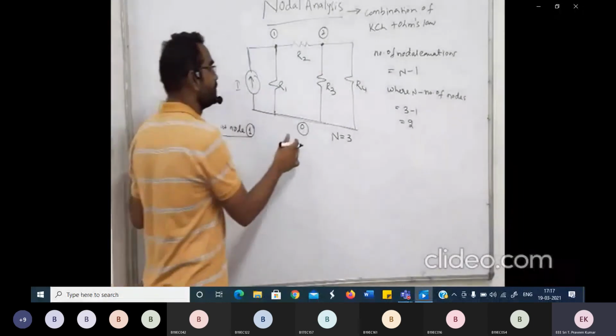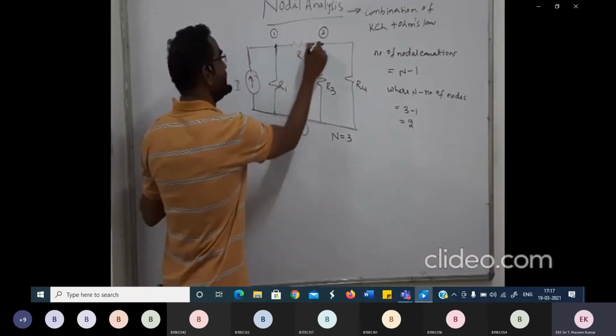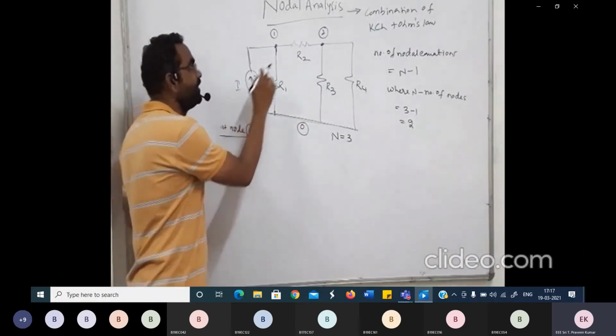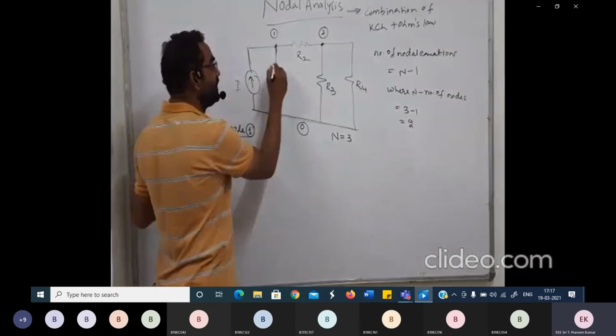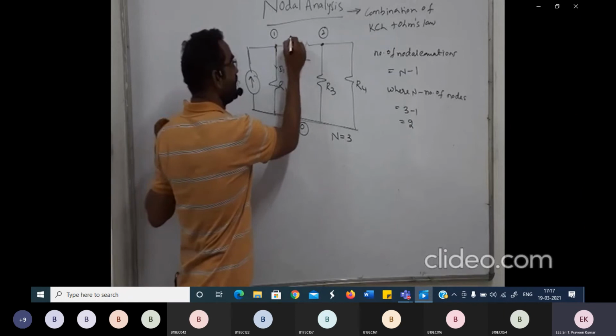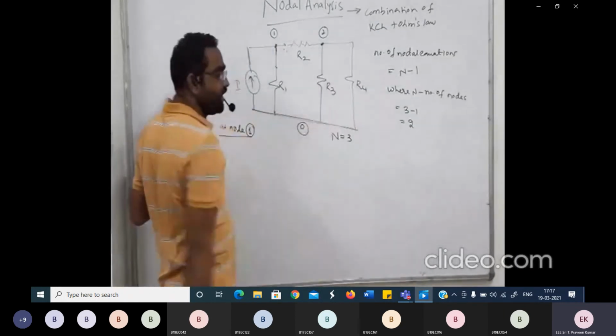Then once you identify the nodes, let us see how to apply KCL at each and every node. Now let us suppose, because this is your supply current, which is nothing but I, let this current in R1 be I1, and let this current be I2. Now the current going in this, let us suppose this is I2, this is I1, this is I3, and this is I4.